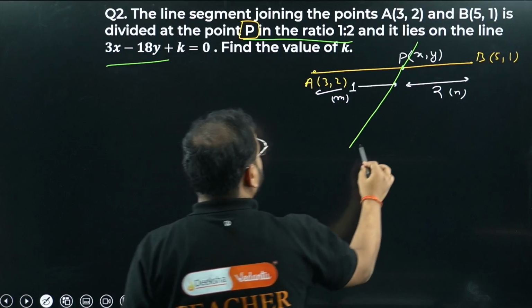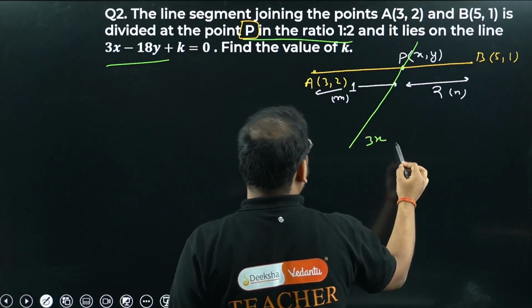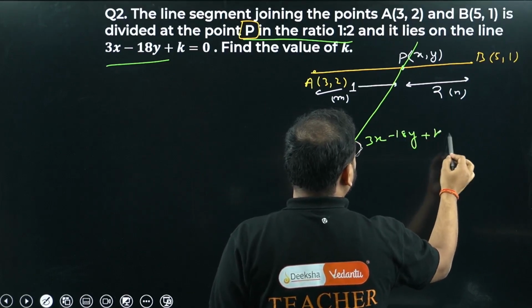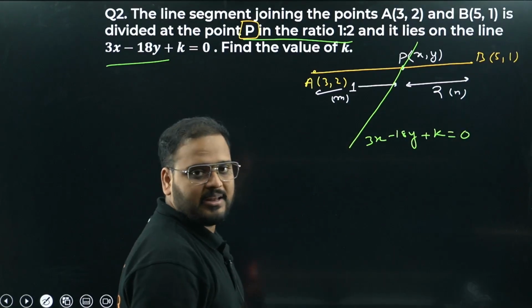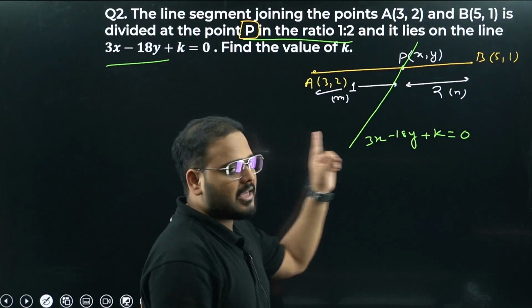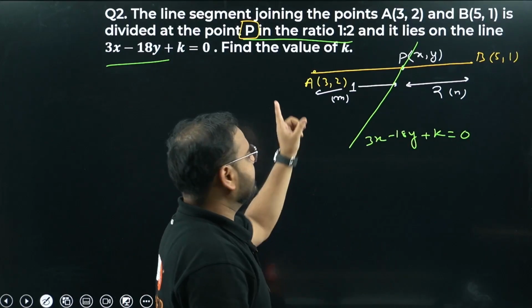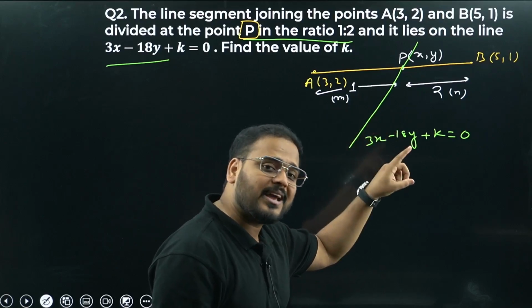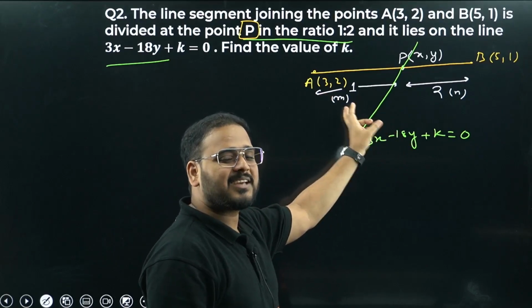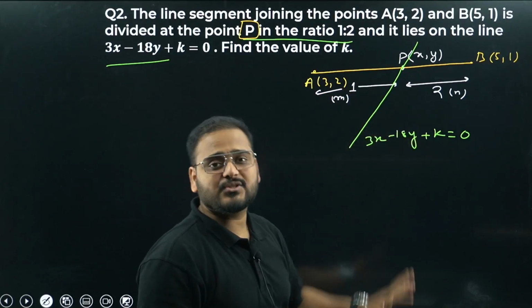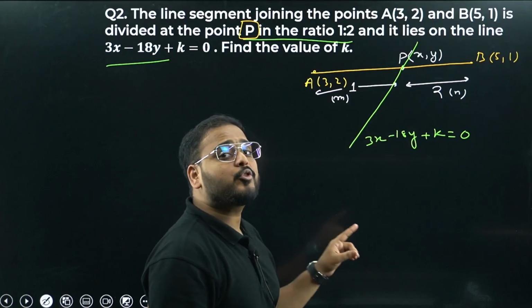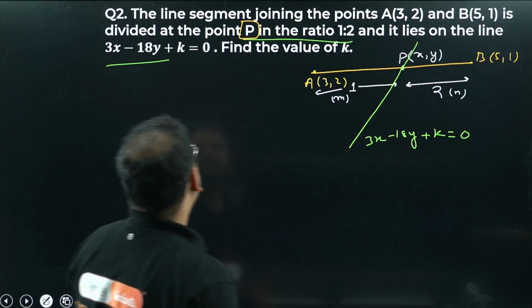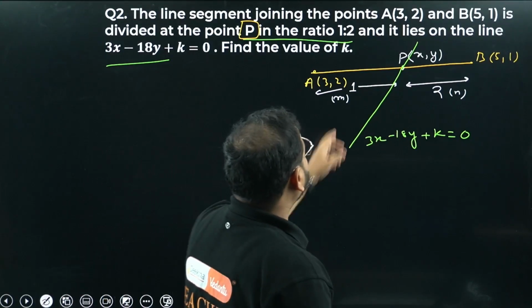What's the line equation? 3x minus 18y plus k equals 0. Any other information given? Please have a look. AB coordinates are given, and I've drawn the line joining AB. The point P is creating a section on the line AB with section length 1 to 2, so m is 1, n is 2. There's a line going through the point P: 3x minus 18y plus k. We're asked to find the value of k.